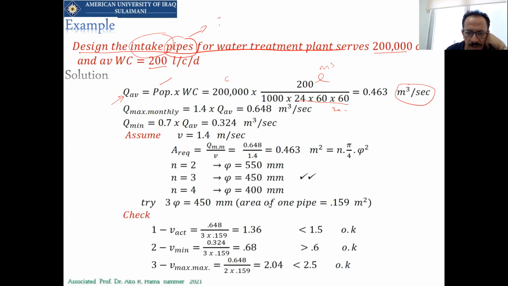Berham, are you there? Yes, sir. Do you have any problem with that one? No, the calculation is okay. So we just multiply the population by water consumption.